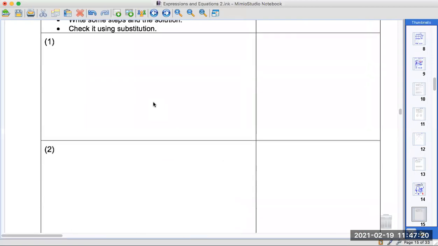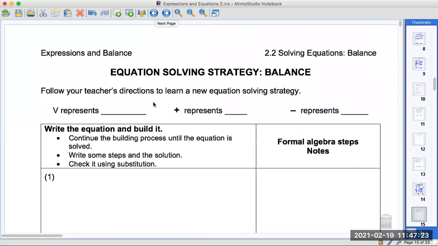We're now on page 12. These are notes, it looks like. Equation solving strategy, more balancing. Balance, it's all about balance. Follow your key. V represents unknown quantity, unknown number, and it's usually an x, yeah? Plus means a positive one counter, a minus means a negative one counter, right?